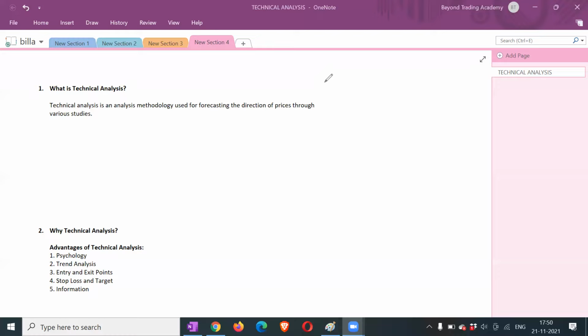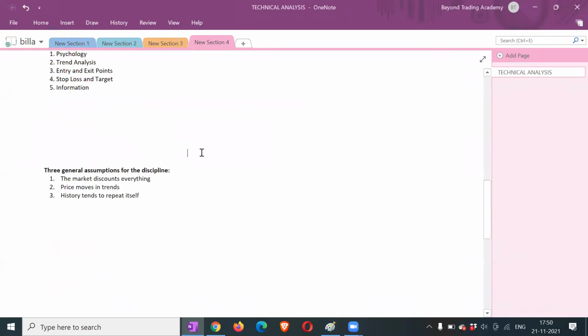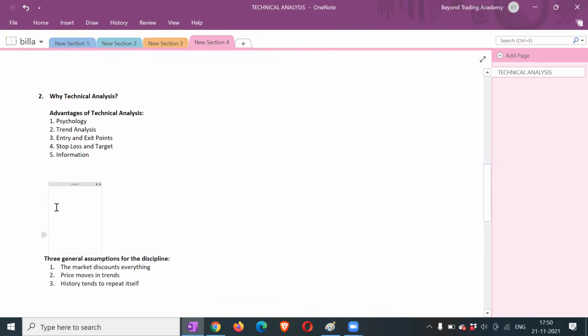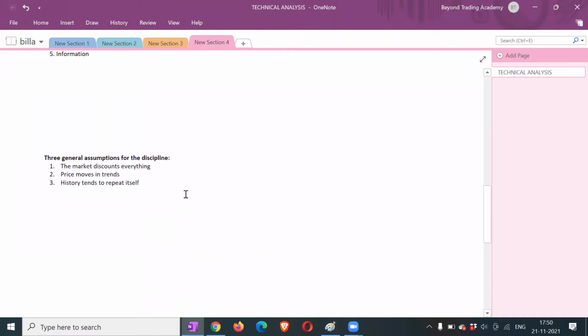This is it. And moving forward, let me take some space so it will be clear. Yeah, three general assumptions for the discipline. So technical analysis accepts basically these three assumptions. Keeping them in mind, then only we have to move forward. Most of the people agree with these assumptions, because that's how it came up, and it became a very popular concept.